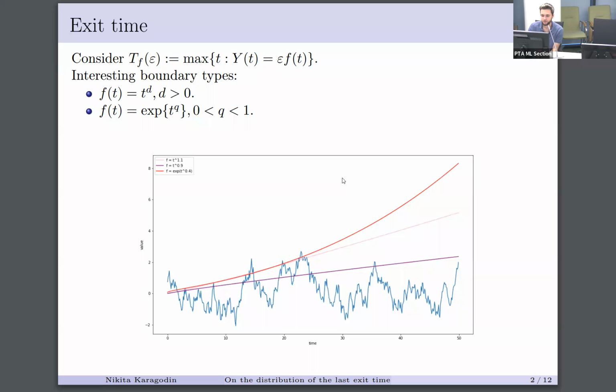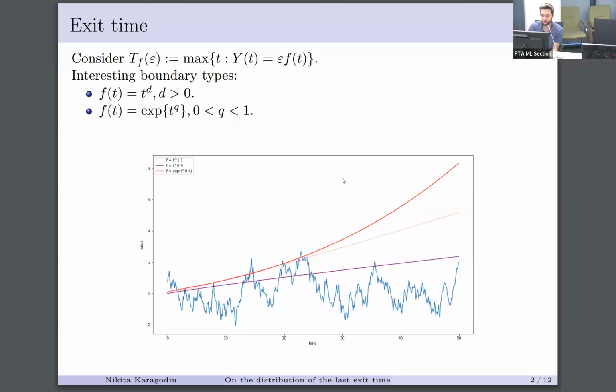Yeah, okay, hi. Today I'd like to present you my recent work based on my thesis. It's named "On the distribution of the last exit time over a slowly growing boundary for Gaussian process." Basically, the question is the following.